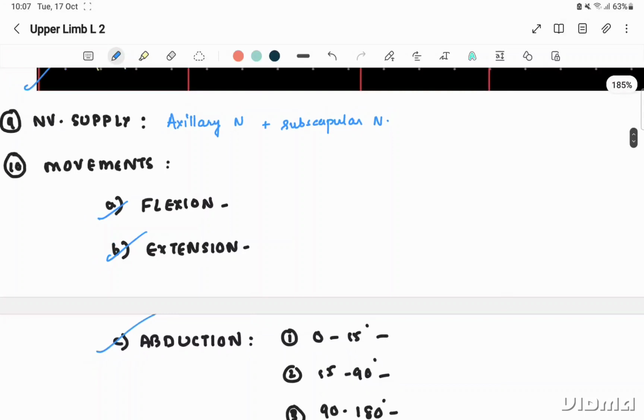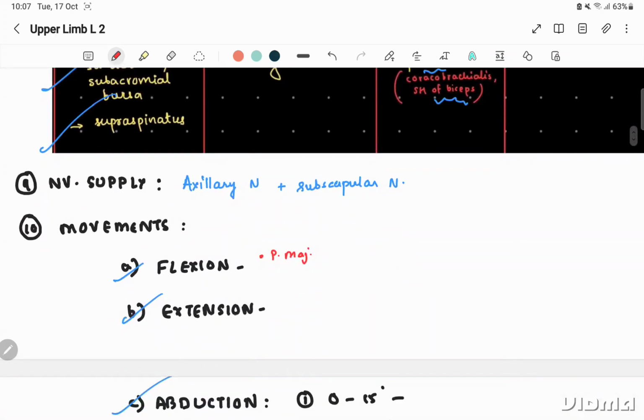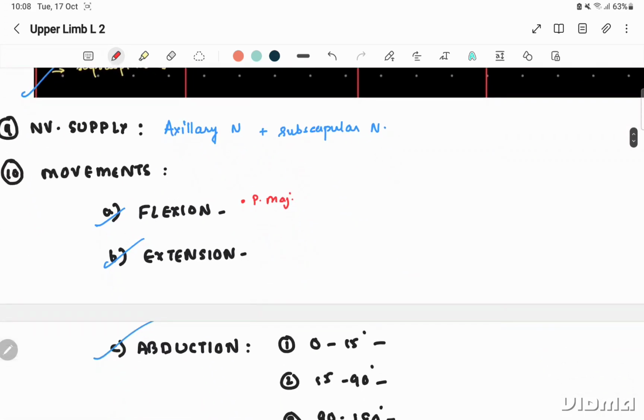Which muscles must be helping the flexion of the shoulder joint? So we have the clavicular fibers of pectoralis major, the fibers which are attached to the clavicle. If they contract, then flexion of the shoulder joint will occur, along with the anterior fibers of deltoid, which will also help in the flexion. We have some minor muscles too, like the short head of biceps and coracobrachialis.